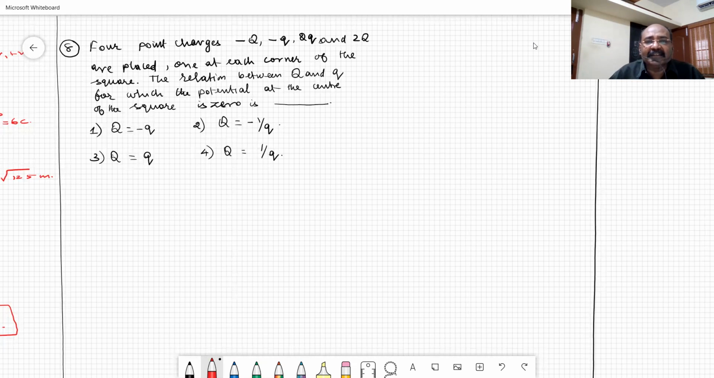So first of all, let us consider a square. Okay, you consider this as a square. So the 4 corners are having the charges.